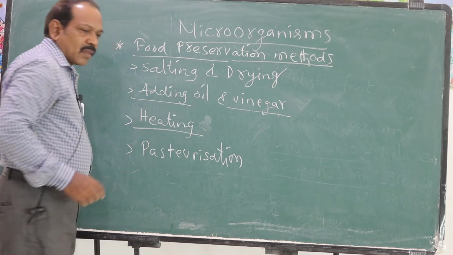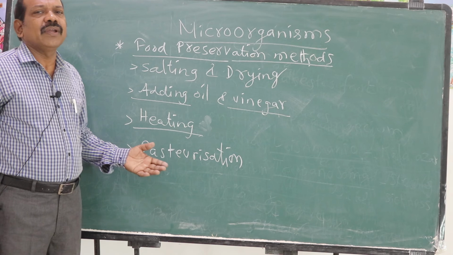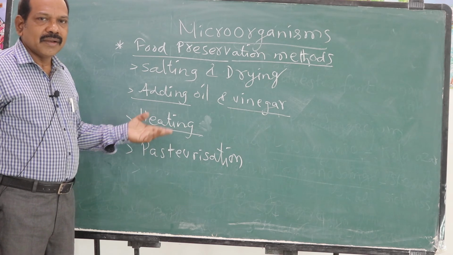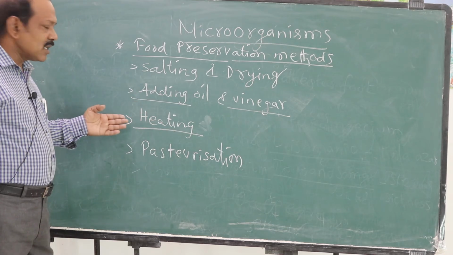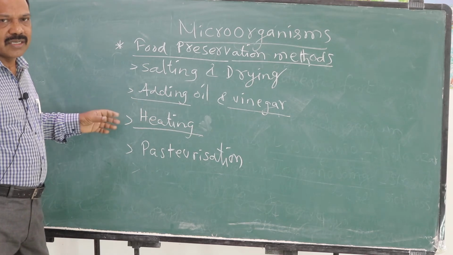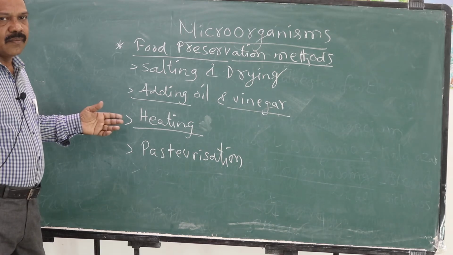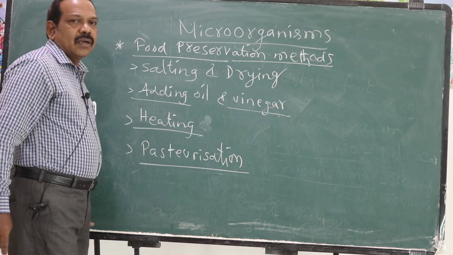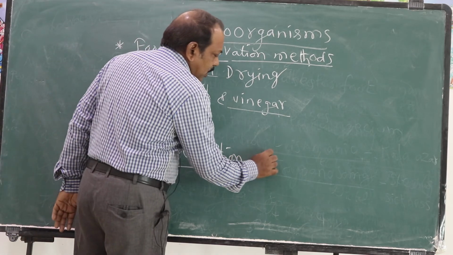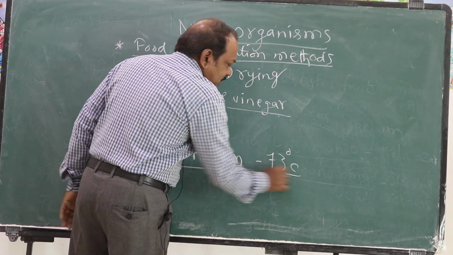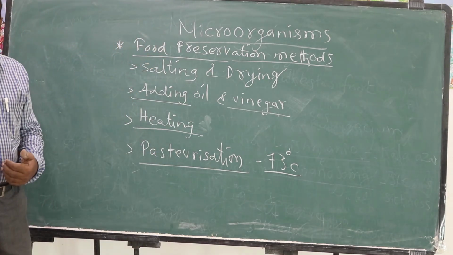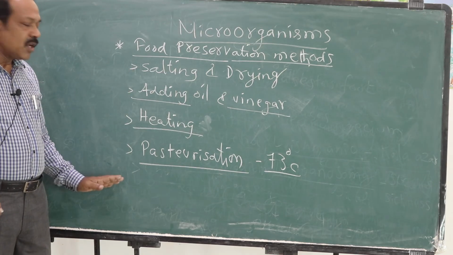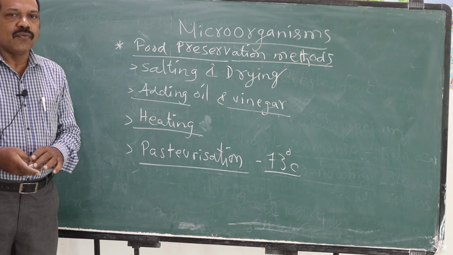And heating. Commonly milk: when we purchase a milk packet, it has been boiled, heated. When we heat, if there are any microorganisms in the food item, they will die. Pasteurization is particularly about boiling the milk at 73 degrees, a high temperature, then suddenly cooling it down. Then it is packed in either packets or tins. So these are different methods of preserving our food.